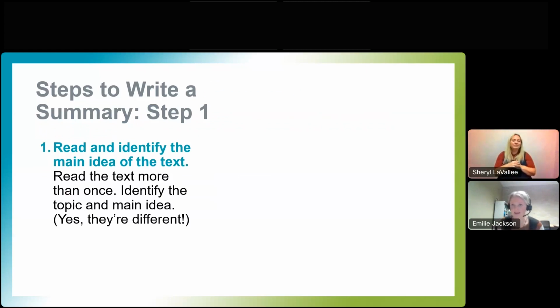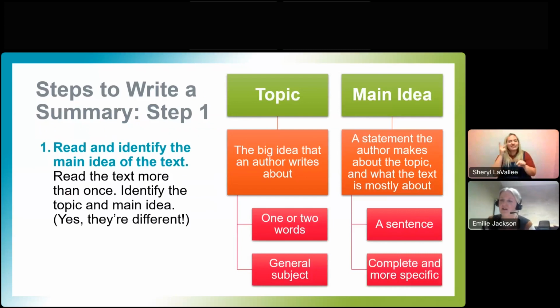When you're doing this, it can be helpful to identify the topic and the main idea. And yes, they are different. So let's look at this chart here. The topic is the big idea that the author writes about. We could usually express that in 1 or 2 words. It's the general subject of a work. The main idea, on the other hand, is a statement or a claim that an author makes about a topic. And it's what the text is about.